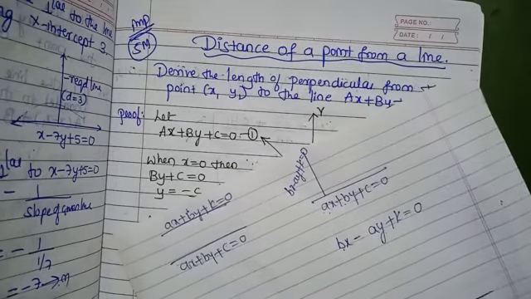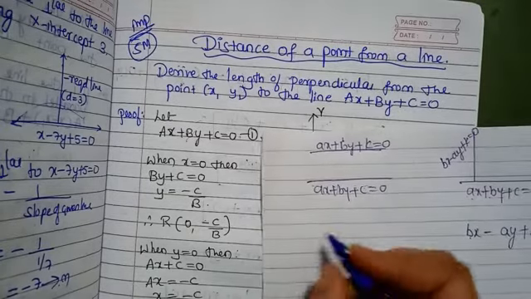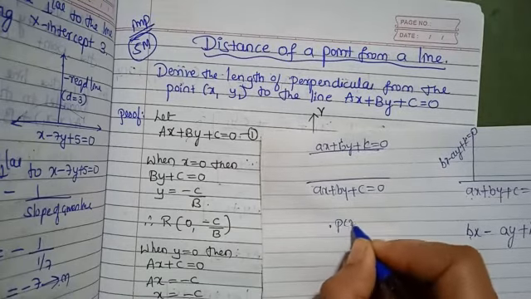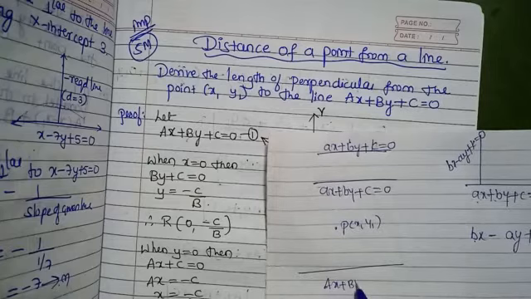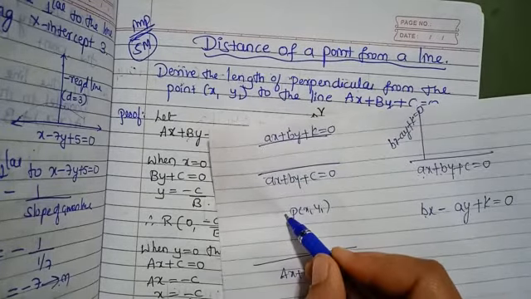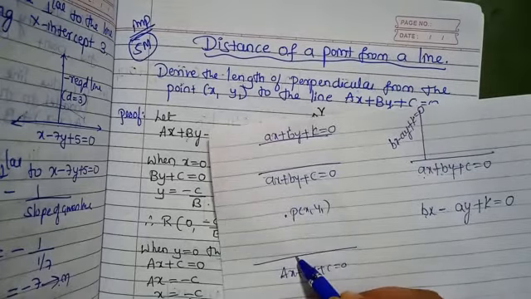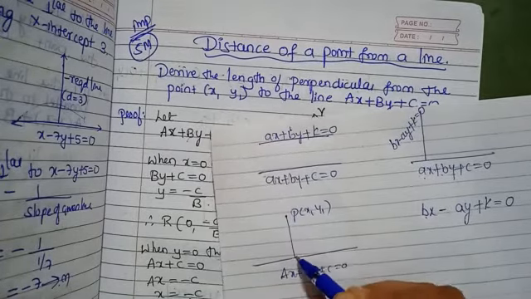Now in this video we are going to derive the distance of a point from a line. A point is given and a line is given, that is ax plus by plus c is equal to 0. We have to find the distance of the point from the line.